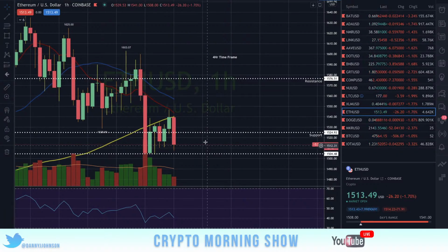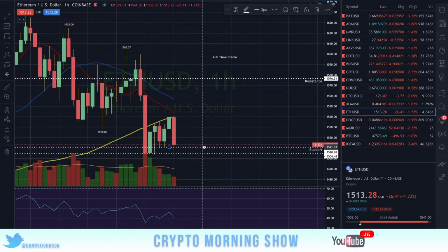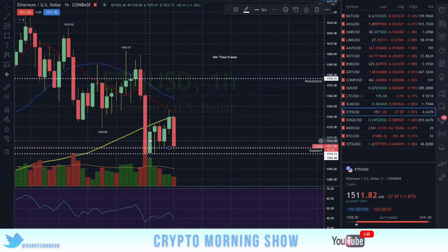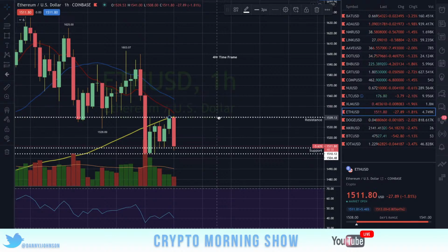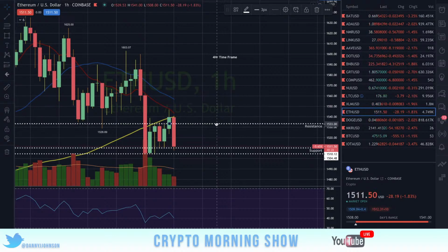So we'll move our support level down to the, it's going down to test it as we speak, 1511.82. Resistance up at the 1533.34, and just watch that 100-day moving average and the 12, 26 converging. So everything's coming down to there, giving us some indication of direction.